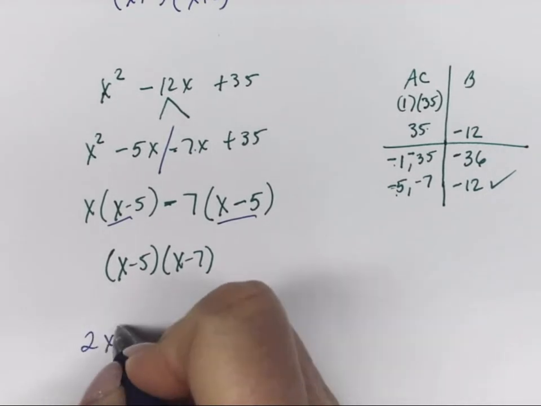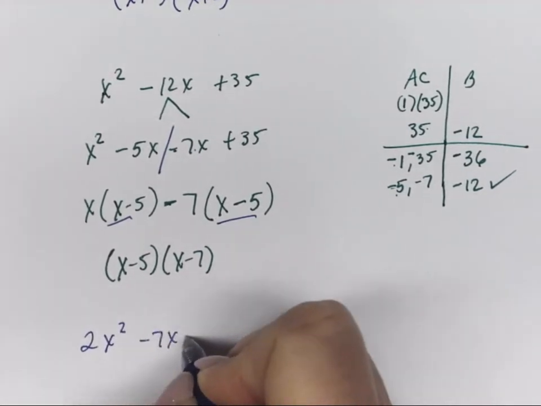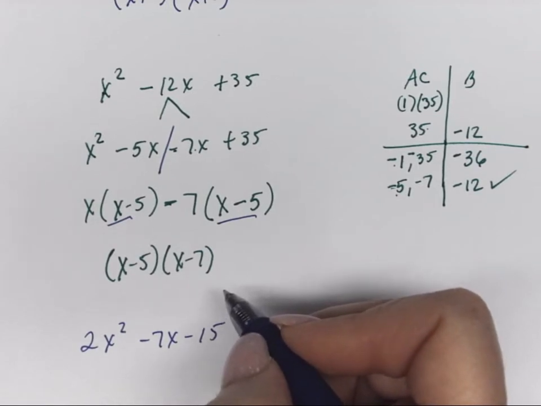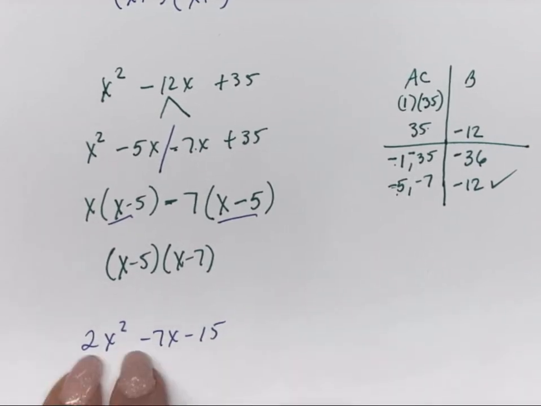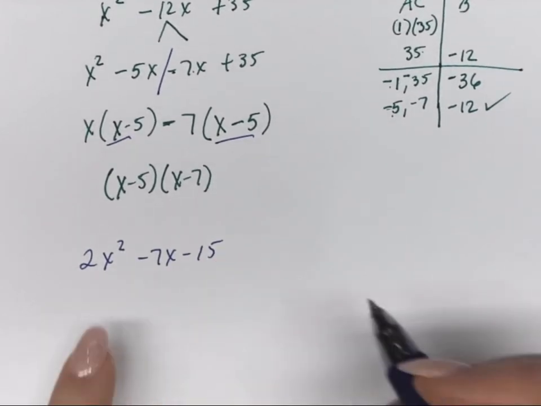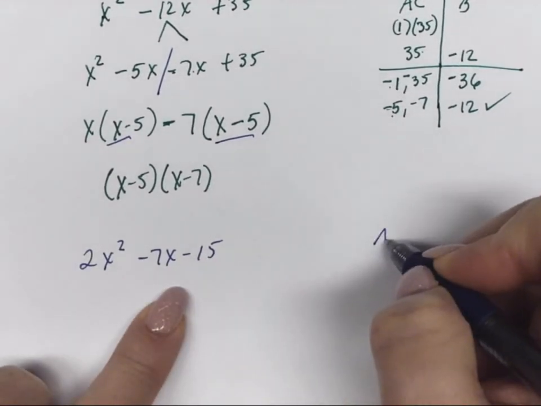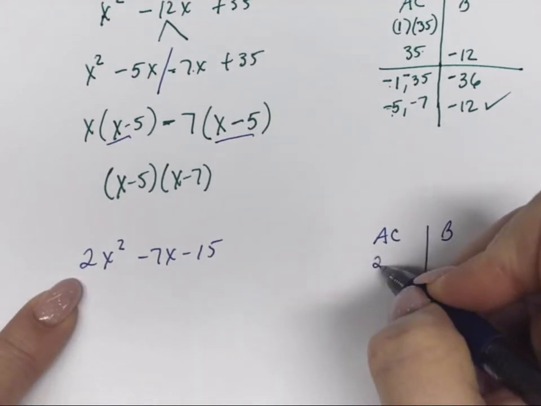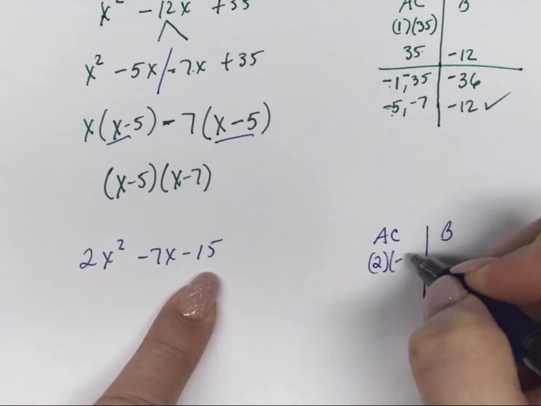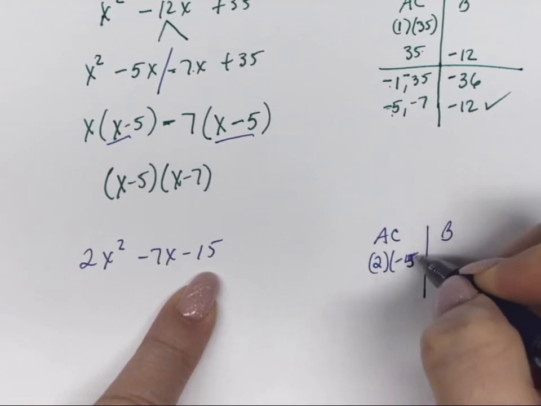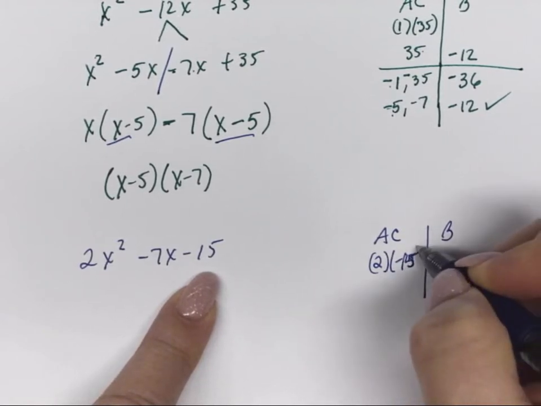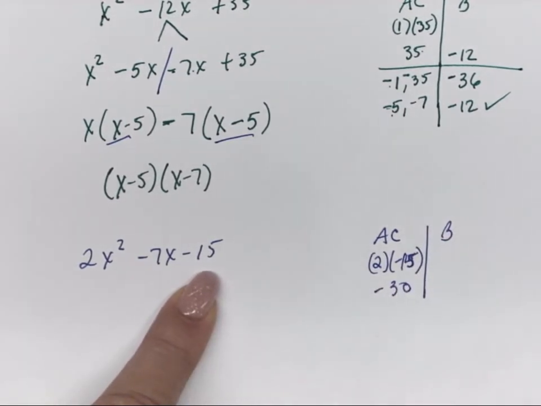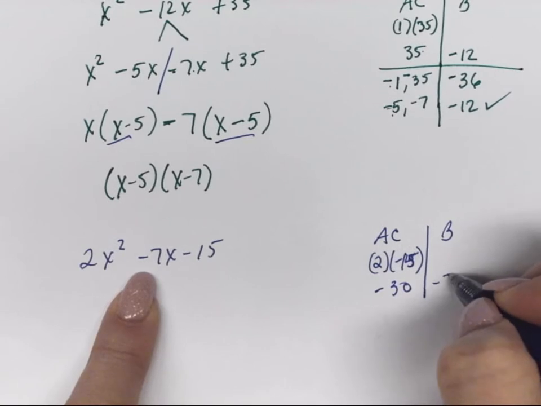We have 2x squared minus 7x minus 15. All right, not a common GCF yet, so we're going to still do a times c, getting us to b. This time our a is a 2, our c is a negative 15. So 2 times negative 15 will get us negative 30, and we're trying to get to a negative 7.